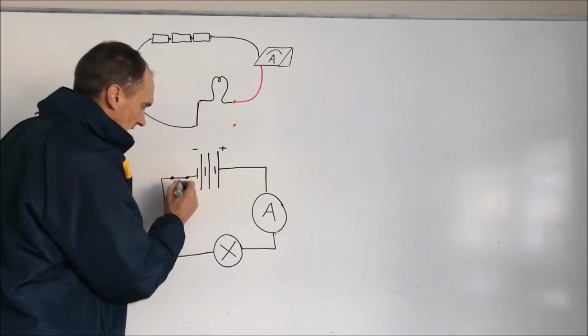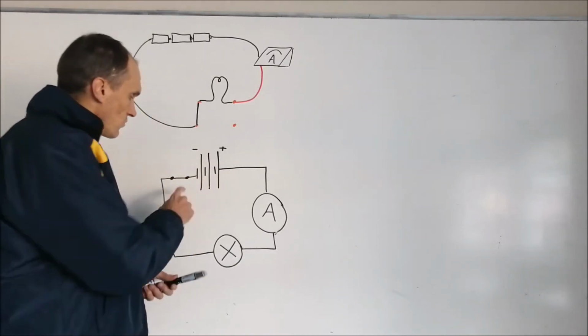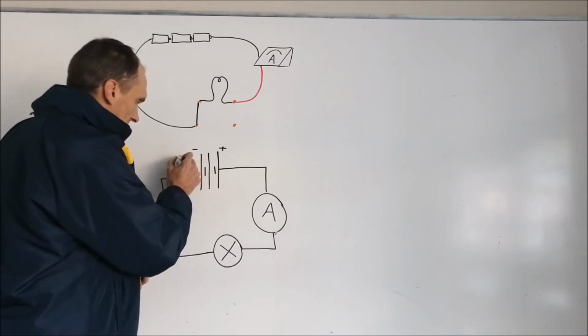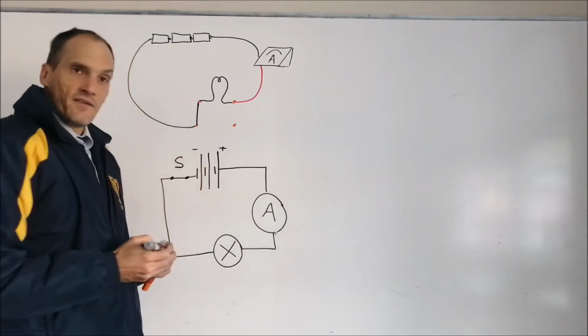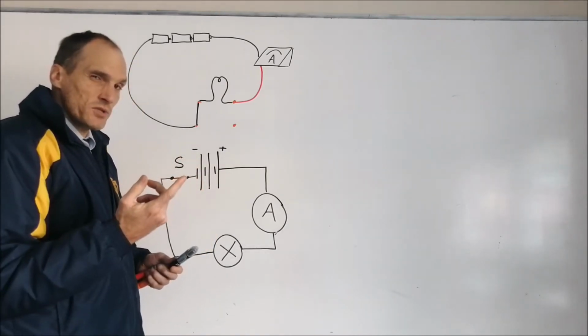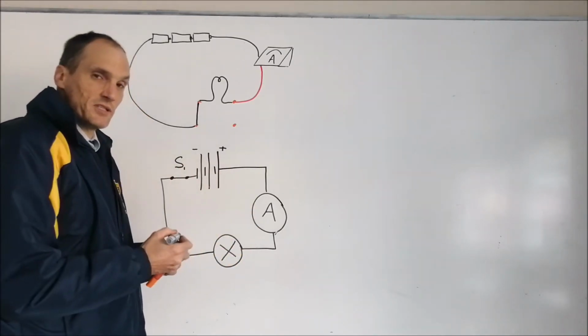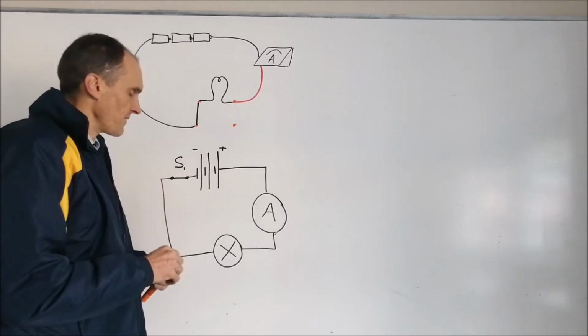So the dots are still there, but that is how we draw a switch. Okay, and we will generally label the switch with an S. Sometimes you'll have more than one switch in a circuit, in which case this one will be switch 1, and then the other switches will be switch 2, 3, 4, etc.